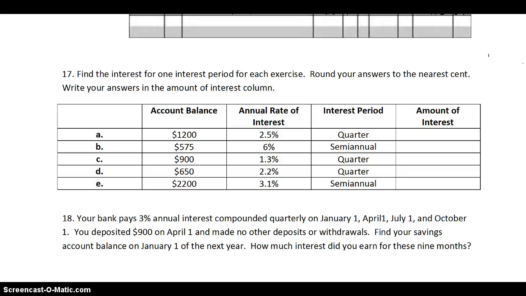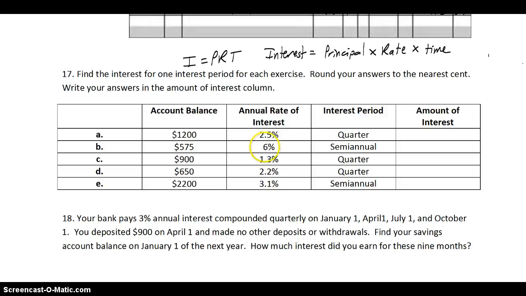Okay, for the most part, the interest is just going to be I equals PRT. And remember what this means. This means interest equals your principal, which is the amount in your account, times the rate. Remember, you have to change that into a decimal, times the time as a fraction. Okay. So let's try these out.